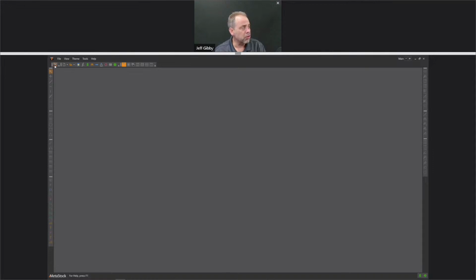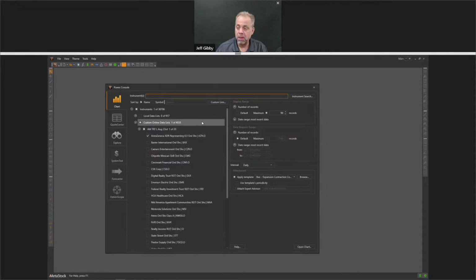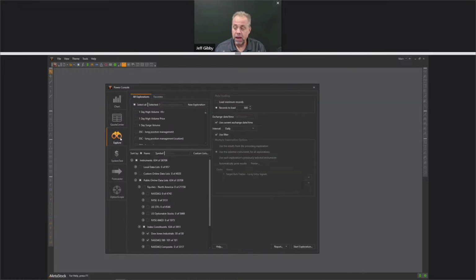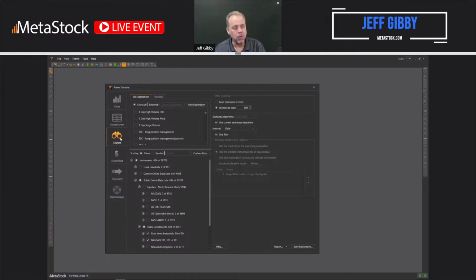So what I'm going to do is jump into the Power Console, and I'm going to go to what we call our Explorer, which is a scanner. The scanner is going to scan the markets. It's also going to filter out anything that we're looking for and give us a list of those things.